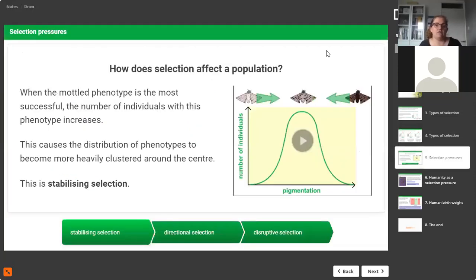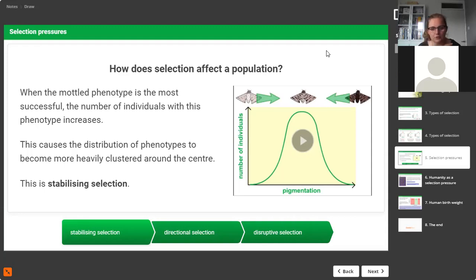So how does selection affect a population? This is probably one that you've seen loads, and it is the moths. So when the mottled phenotype is the most successful, I can't remember what these moths are called now, but you see them loads, and basically you get these moths, and they have 3 pigmentations. You could have white, you could have black, and then you could have these mottled ones that are in the middle.